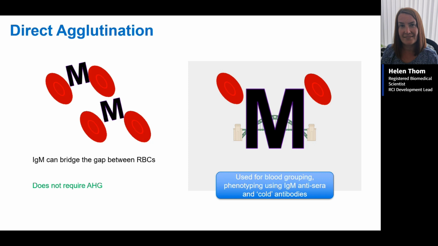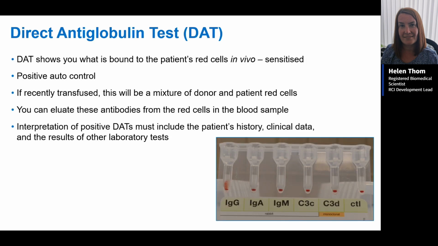So then we've got direct agglutination. This time, IgM's massive. I remember when I was at uni, I used to think IgM's massive. It can just get a hold of the red cells, centrifuge them, and it can cause agglutination, no problem. You don't need AHG for this. This is typically what we use for blood grouping when you're doing your ABO, and we're going to use it for when we're phenotyping. You can use it for your reagents where you use direct agglutination. There's no AHG involved in them, and it's useful for detecting any cold antibodies that you've got going on.